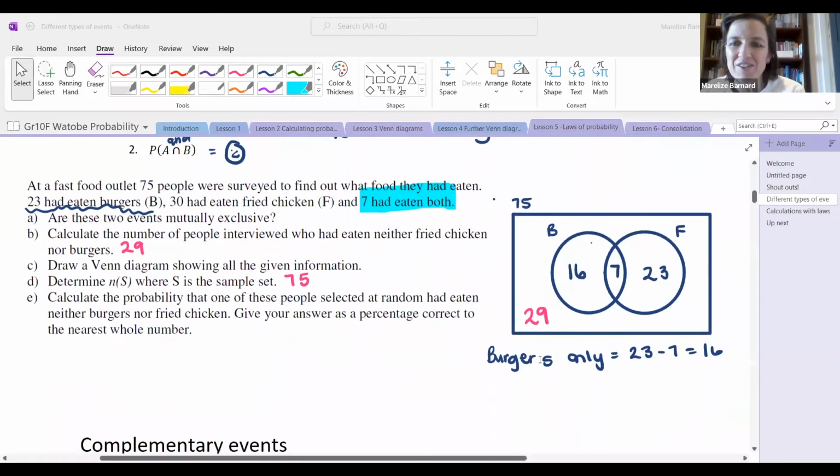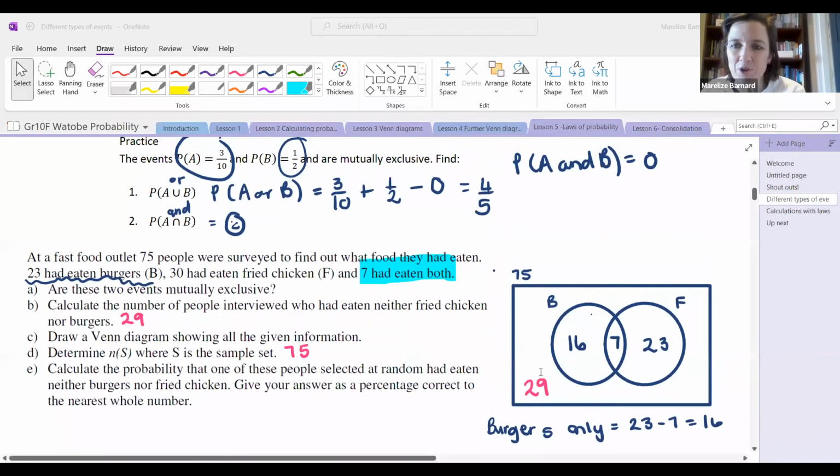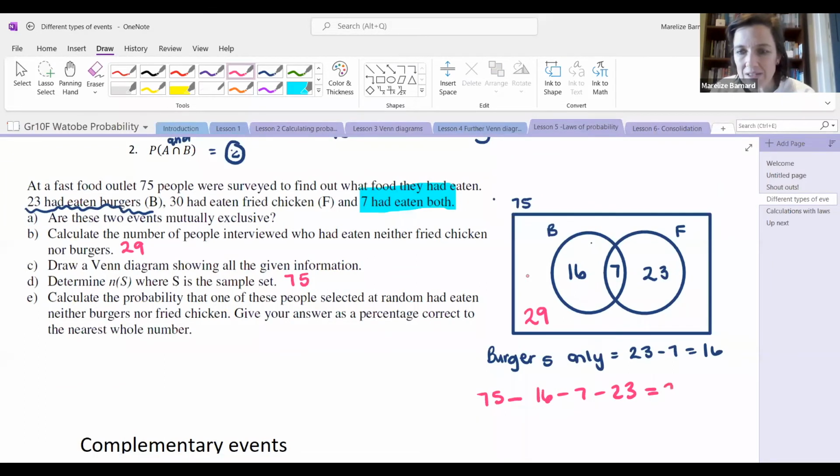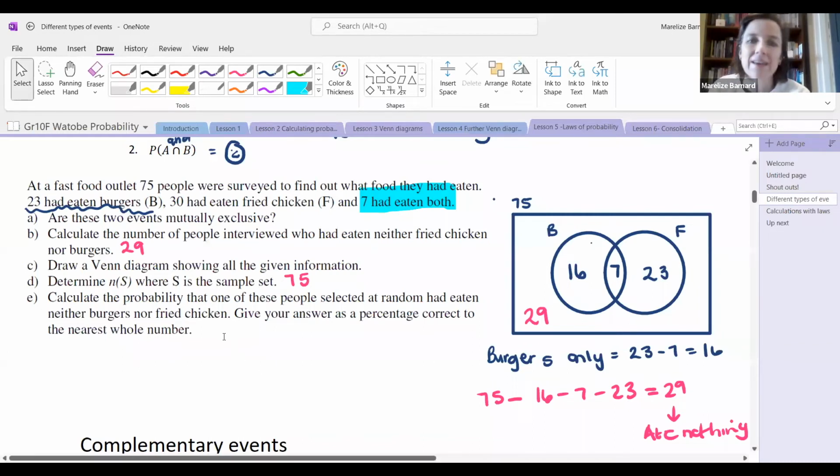Okay. The 29 comes from going 75, which is our total, minus 16, minus 7, minus 23. That gives us 29. That's the number of people who ate nothing. Neither chicken, neither burger. Okay, guys, I'm waiting for the answer for question E.